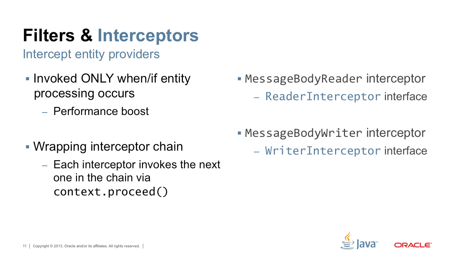The other difference is that the interceptor chain is going to be a wrapping chain rather than a non-wrapping chain. So each interceptor is responsible for calling the next interceptor in the chain, and that's done by calling context.proceed, and we shall see an example in a moment. This is done with either of the two chains, the reader-interceptor chain or the writer-interceptor chain.